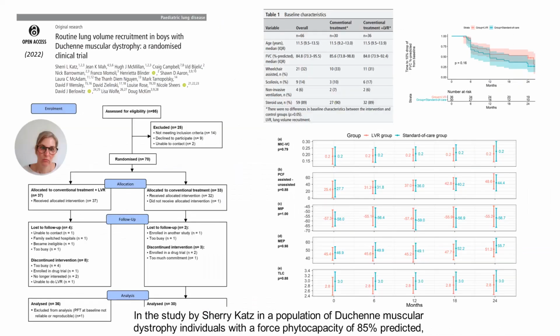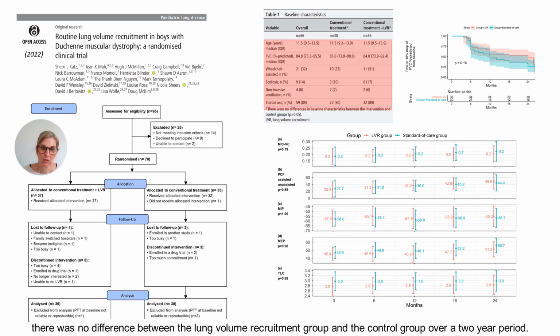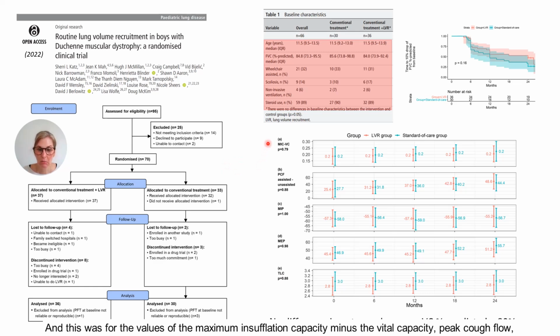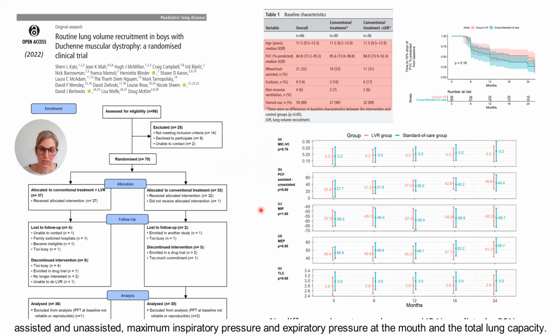red. In the study by Sherry Katz, in a population of Duchenne muscular dystrophy individuals with a forced vital capacity of 85% predicted, there was no difference between the lung volume recruitment group and the control group over a 2-year period. And this was for the values of the maximum insufflation capacity minus the vital capacity, peak cough flow, assisted and unassisted, maximum inspiratory pressure and expiratory pressure at the mouth, and the total lung capacity.